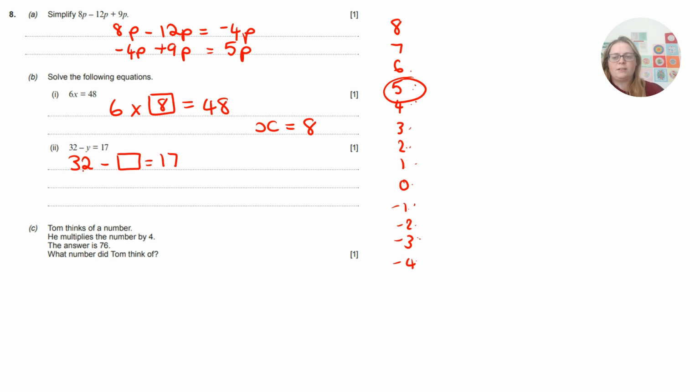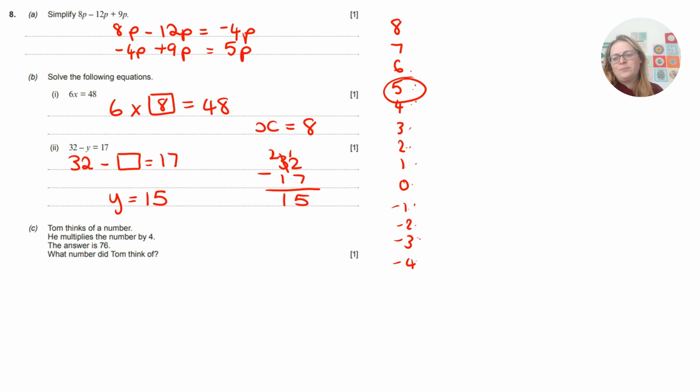So 32, take away something gives us 17. Well, I can rearrange that, okay? Because that's the same as me saying 32, take away 17 is equal to the box. So let's work that out. 2 take away 7, I can't do it. So I'm going to bring that 1 to the 2. 12 take away 7 gives me 5. 2 take away 1 gives me 1, so 15. So y equals 15.